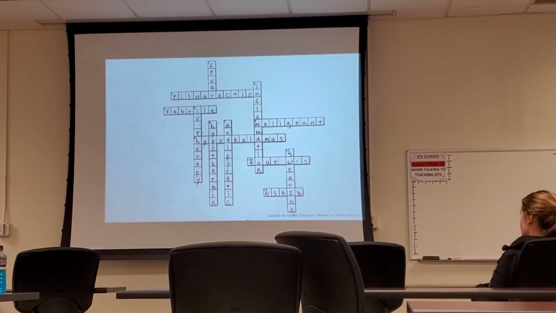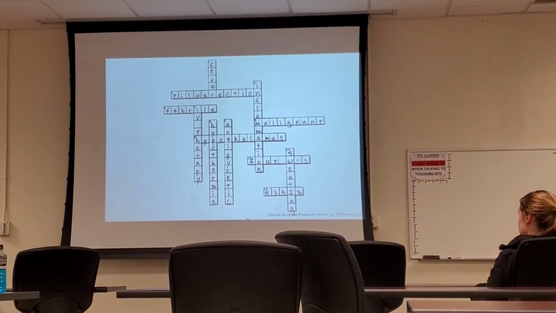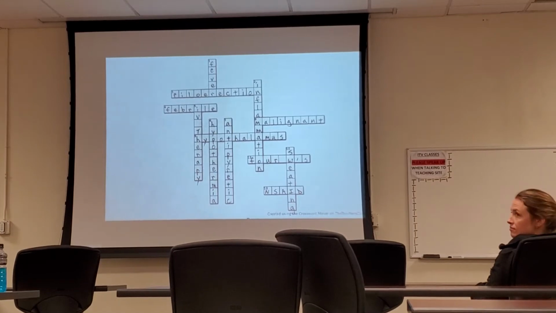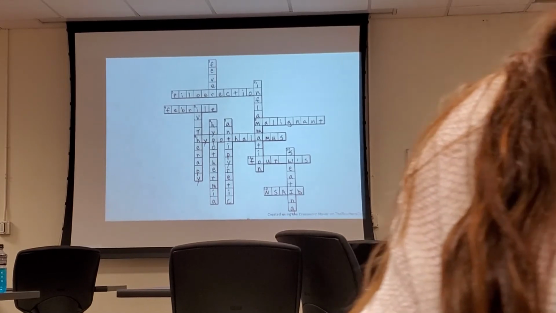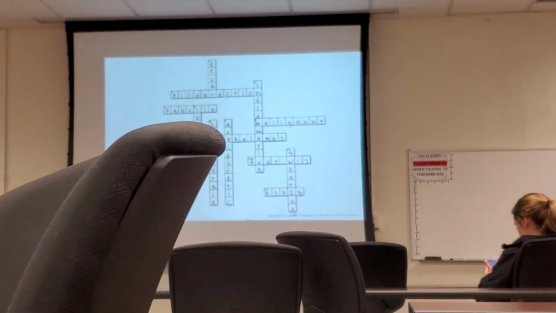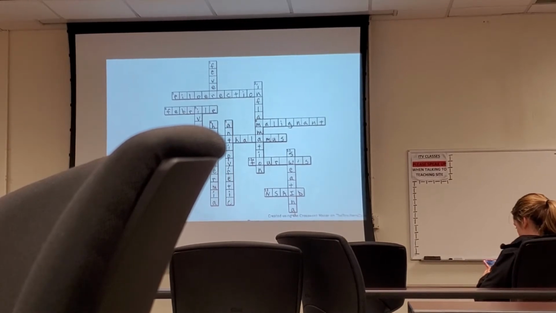Down, 1 down is fever. Number 2 down is inflammation. 5 down is IV therapy. 6 down is hypothermia. 7 down is antipyretic. And 10 down is sweating. Okay?